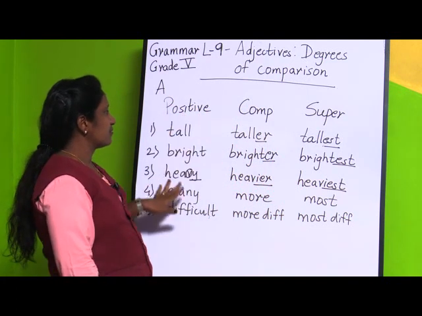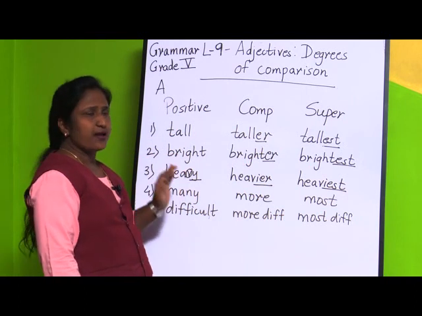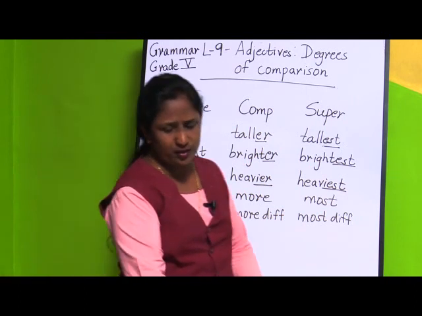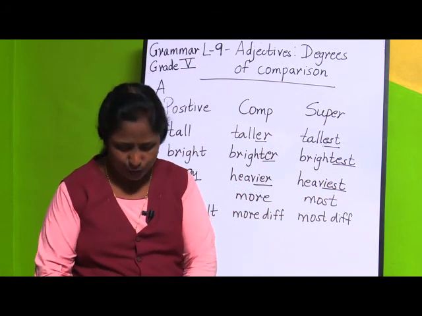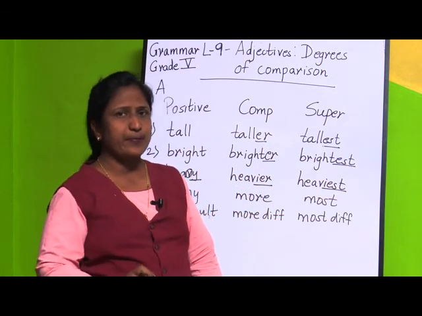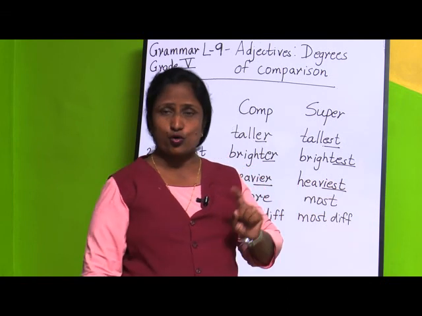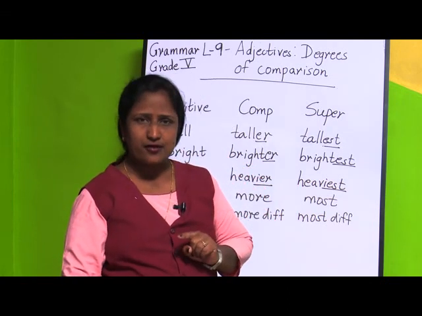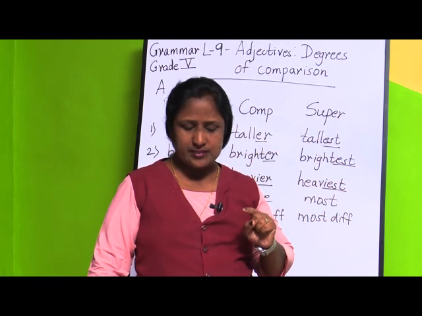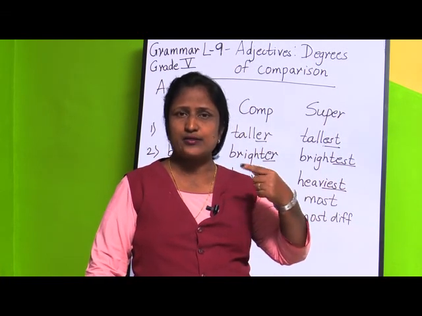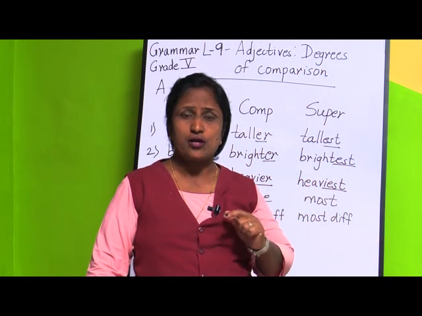When I told you there are 6 rules, you are going to follow those 6 rules. You have to see the words carefully and use those rules. First rule: you are going to add ER and EST. Second rule: if the word is ending with E, you are going to add only R for comparative and ST for superlative degree. Third, if the word is ending with consonant plus Y, you are going to add IER for comparative degree and IEST for superlative degree. Fourth: if the word ends with a single consonant, you double that consonant and add ER for comparative degree and EST for superlative degree.